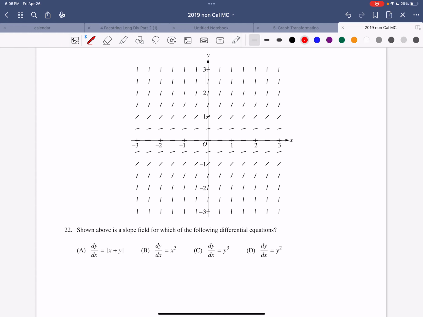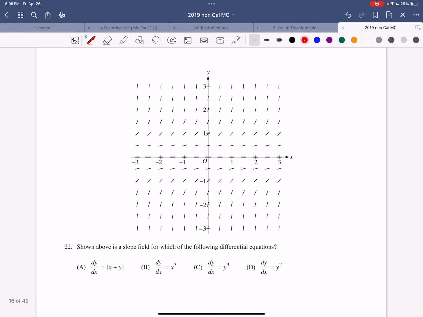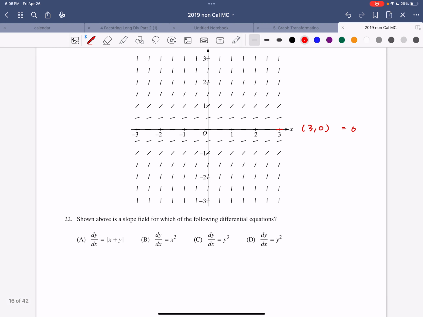The only thing that you have to do is choose one random number. Let me choose this one, which means when x equals 3, y value is equal to 0, your slope should also be equal to what? 0. So let's plug in. If I plug in 3 and y equal to 0, is that 0 slope? No, so that cannot be the answer. If I plug in 3, so 3 to the third power, your y value is not going to be 0, so that cannot be the answer.